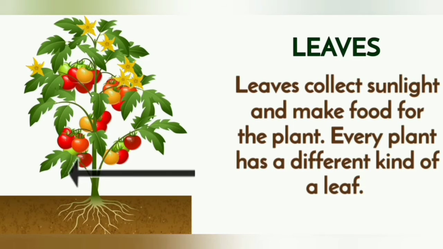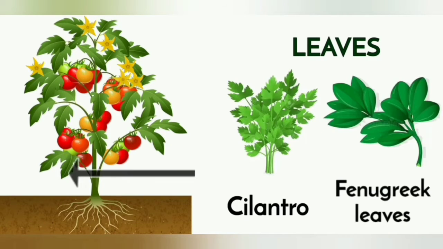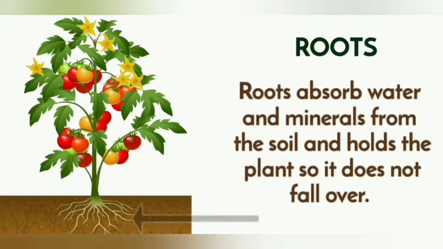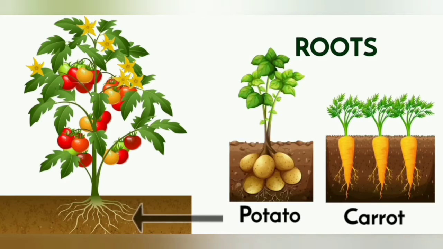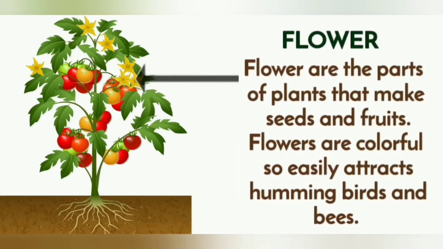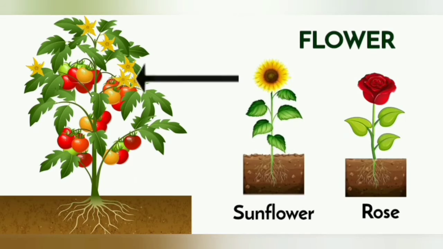Leaves. Leaves collect sunlight and make food for the plant. Every plant has a different kind of leaf. Some examples of leaves that we eat are cilantro and fenugreek leaves. Roots. Roots absorb water and minerals from the soil and hold the plant so it does not fall over. Some examples of roots that we eat are potato and carrot. Flower. Flowers are the parts of plants that make seeds and fruits. Flowers are colorful, so they easily attract hummingbirds and bees.